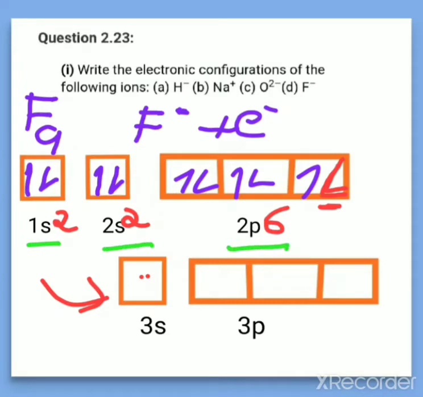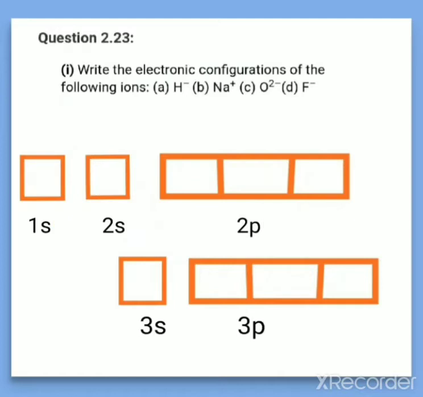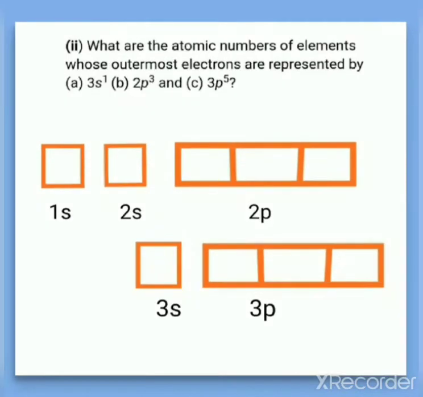This is the way of doing the electronic configuration for an ion. Whenever there is a positive charge, you need to remove that many electrons. If there is a negative charge, you have to add that many electrons. So first of all, do the electronic configuration for the atom and then do it for the ion. Then it will be easier.